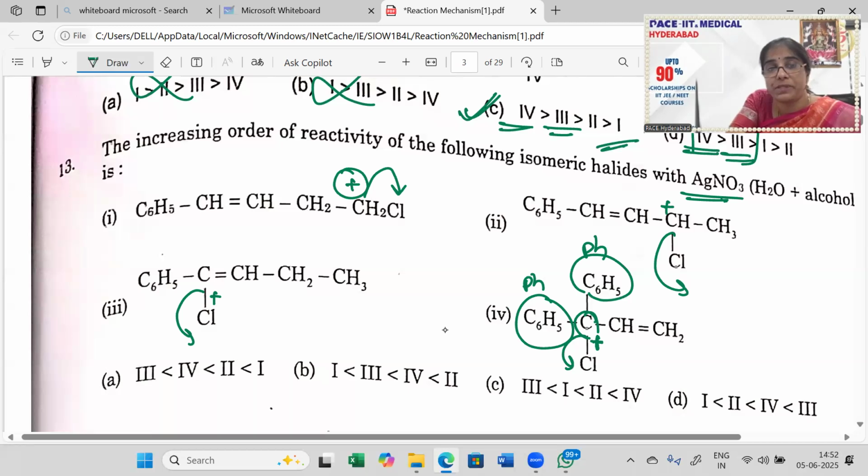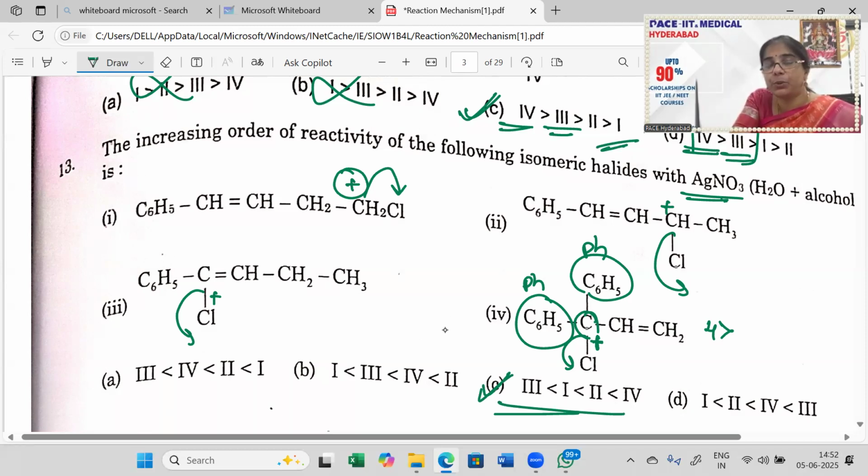Two phenyl groups attached with the benzene ring with a carbon positive. This is a benzyl carbocation, which is very stable, I would say. So option 4 is the most stable here. There I got my answer, option C. Otherwise, you can just cross-check also.